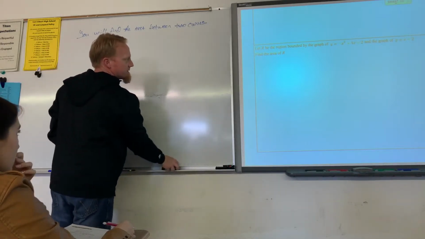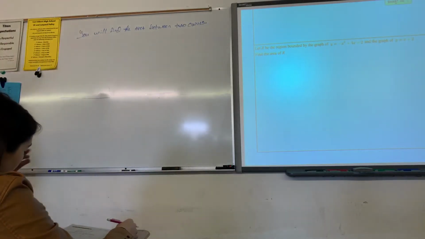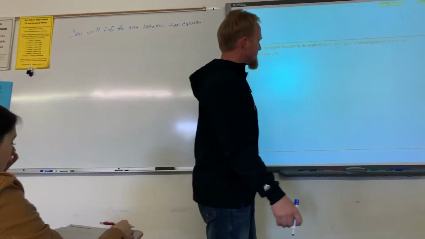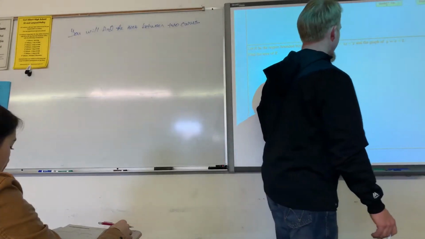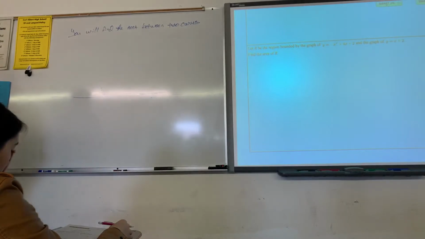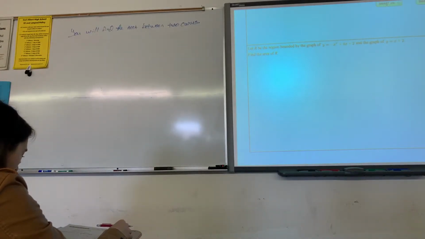All right, next one. Says let R be the region bounded by the graphs of y equals negative x squared plus 4x plus 2, and the graph of y equals x plus 2. Find the area of R. So I want to find the area that's trapped. So what do we not have here? We do not have a graph.